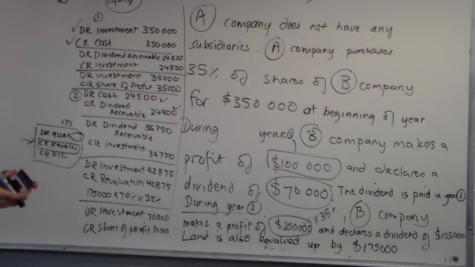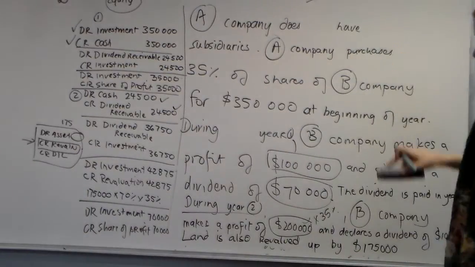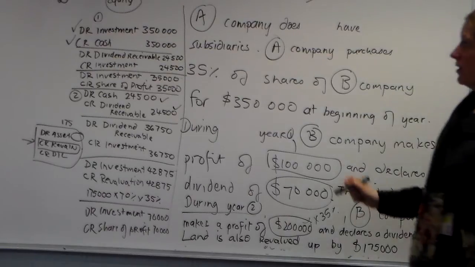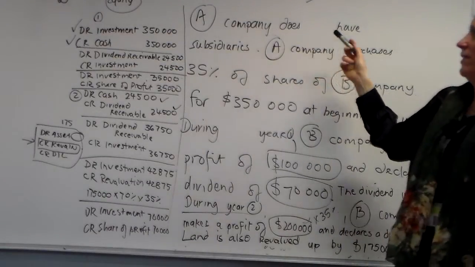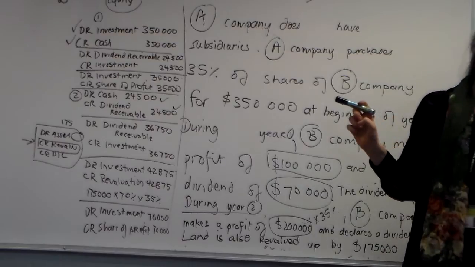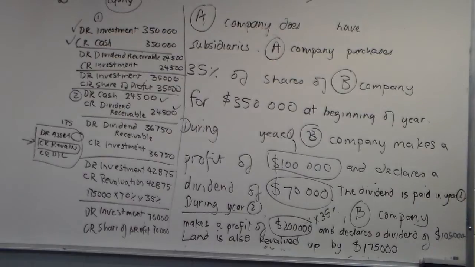Okay. So if I said that a company does have subsidiaries, what's going to change here? We know that in the books of a company, being the parent, what method do they have to use? The cost method. Okay. But in the group financial statements, what should be used? The equity method.